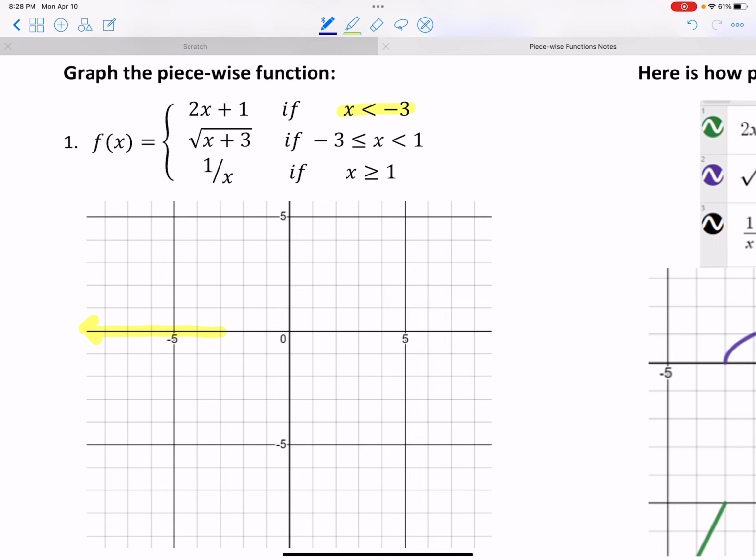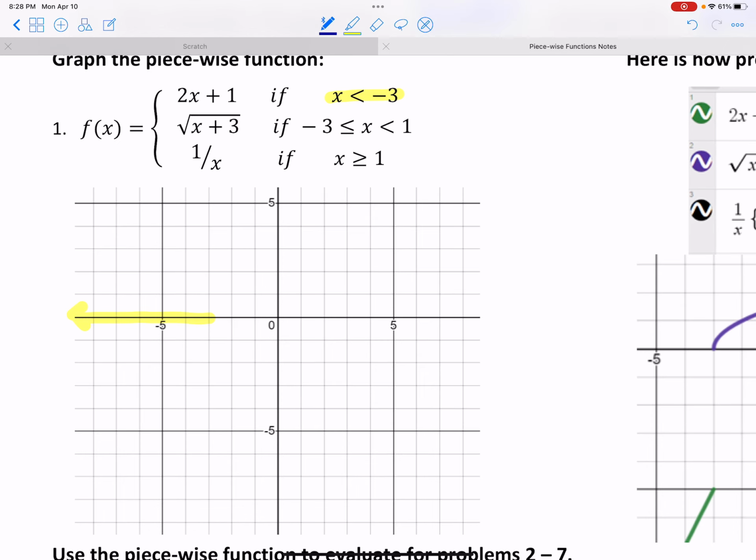If I input -3, 2 times -3 would be -6. -6 plus 1 would be -5. So at -3, -5 is where this line is going to have an endpoint, and that's going to be an open point because we are not including -3 in that domain. And then just pick another input in that domain, something less than -3. So maybe we pick -5. 2 times -5 would be -10, and -10 plus 1 would be -9. So at -5, our graph is down here at -9. And that's really going to be enough. It's a linear function, so 2 points is enough for us to graph that line. So that's what the first piece is going to look like.